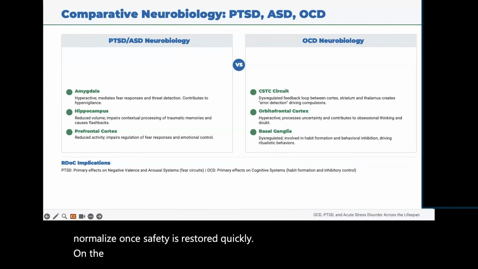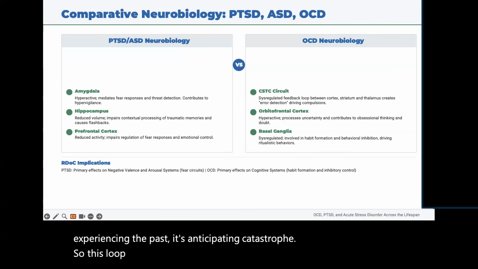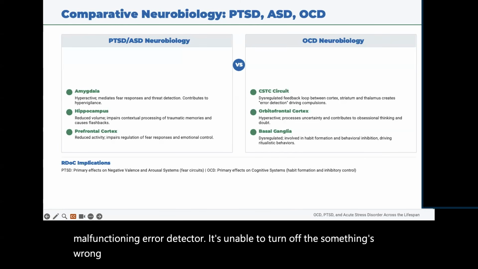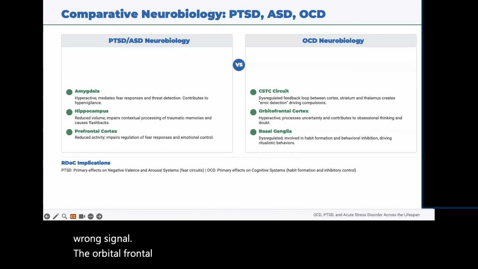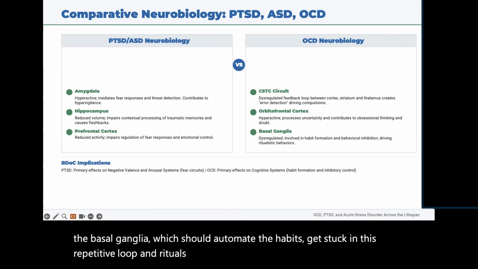On the other hand, you have this OCD bit, where the problem isn't re-experiencing the past, it's anticipating catastrophe. So this loop, this corticostriatal thalamic cortical circuit, acts like a malfunctioning error detector. It's unable to turn off the "something's wrong" signal. The orbitofrontal cortex is amplifying uncertainty and moral doubt. And the basal ganglia, which should automate the habits, get stuck in this repetitive loop, and rituals become neurologically reinforced.